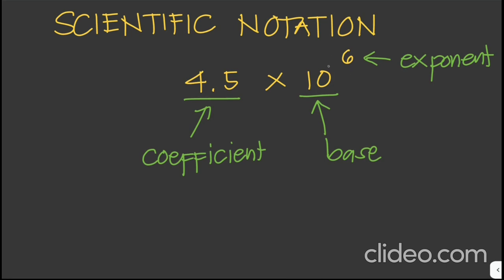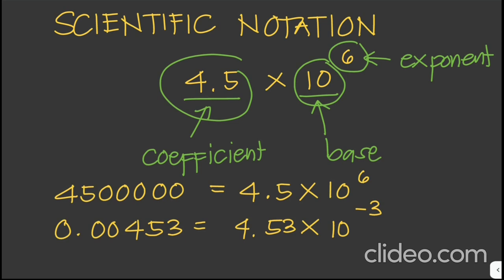The base here should always be 10, and the exponent here must be a non-zero integer, which means that it can either be positive or negative. So it can be positive 6 or negative 6. And for the coefficient here, the absolute value of the coefficient is greater than or equal to 1, but it should be less than 10.